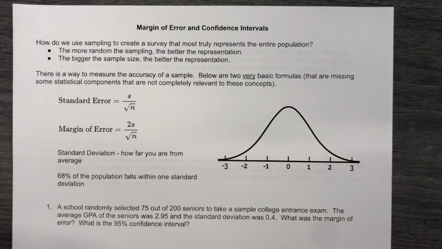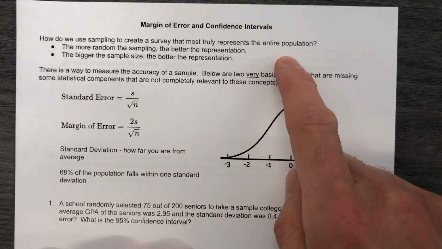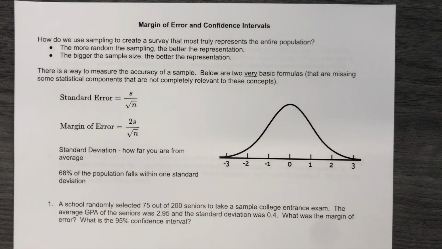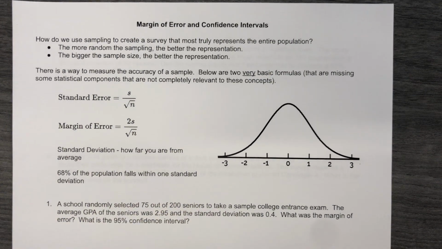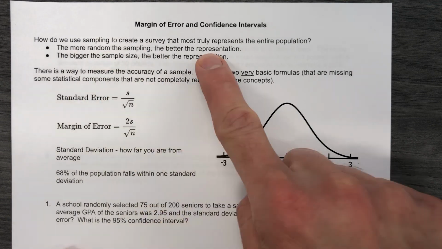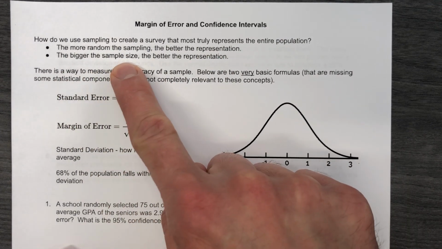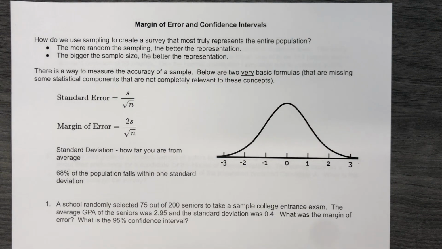Question for you. How do we use sampling to create a survey that most truly represents the entire population? So we want to know something about a population. How do we do that without asking every single person? So the more random the sampling, the better the representation. This removes bias. And the bigger the sample size, the better the representation. So if we have a larger sample size, this is going to work out better.